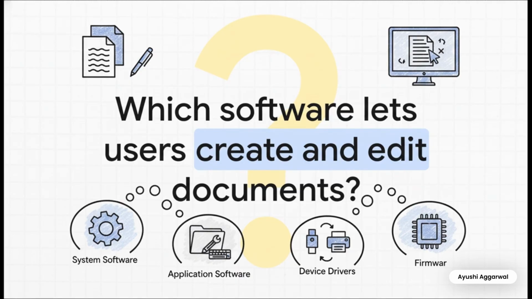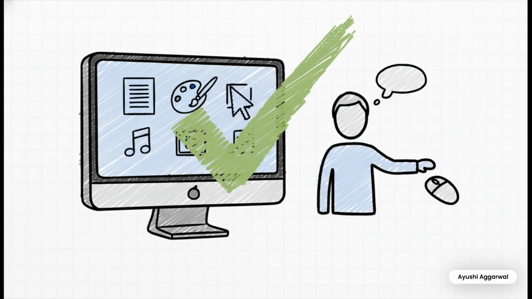Okay, our last practice question for today. Which software allows users to create and edit documents? Is it system software, application software, device drivers, or firmware? And the correct answer is B, application software. This is pretty much the definition of application software, right? A program that helps the user complete a specific task, just like creating a document in a word processor.